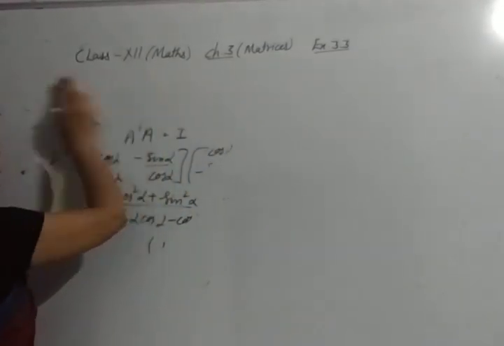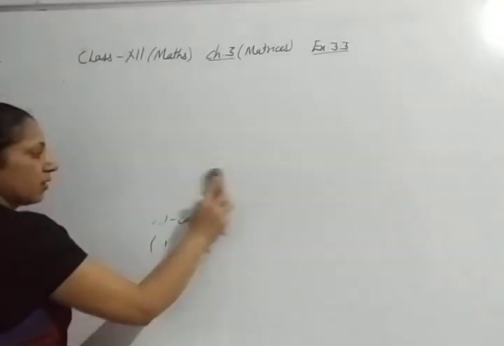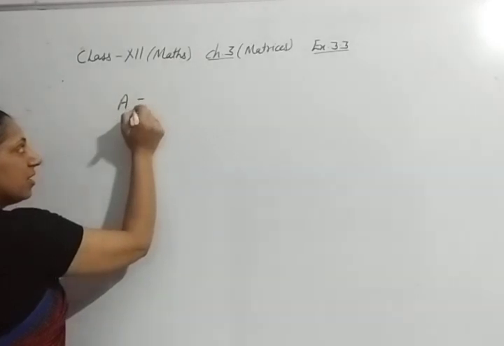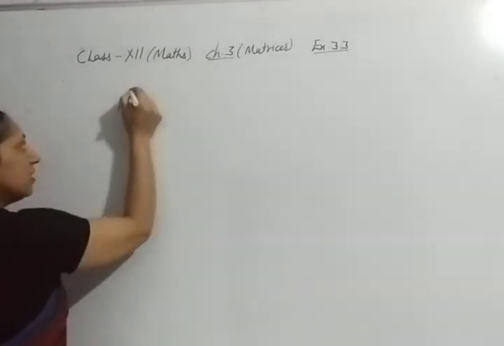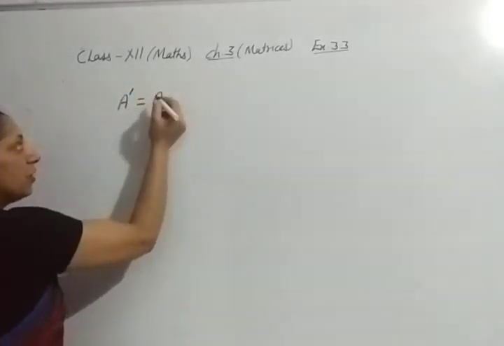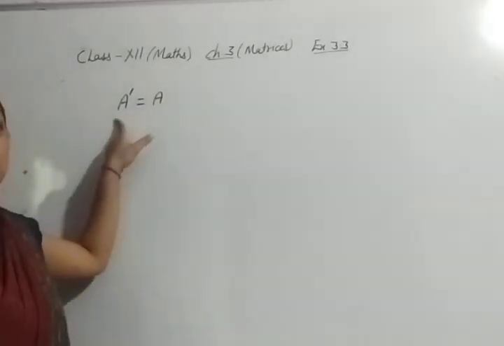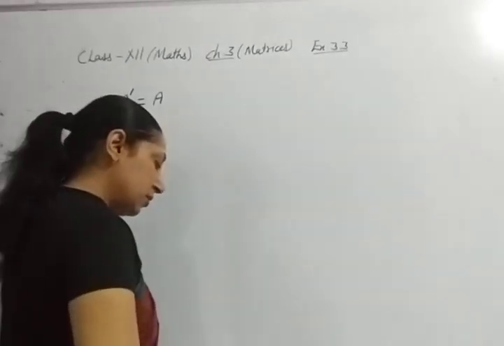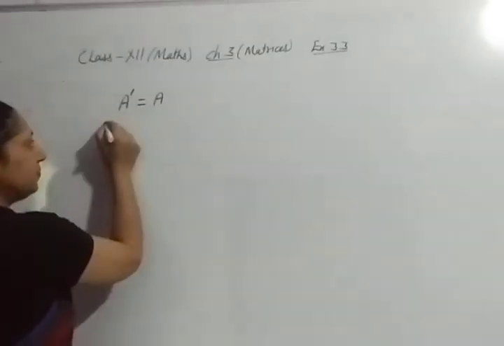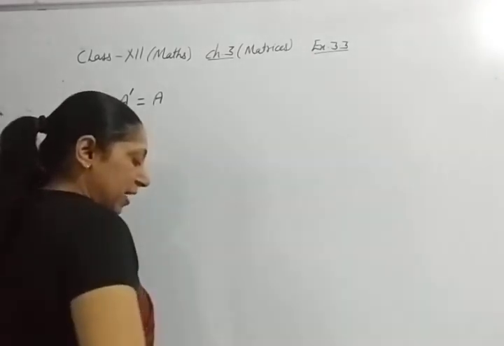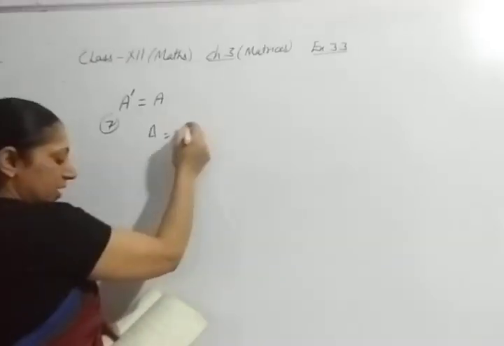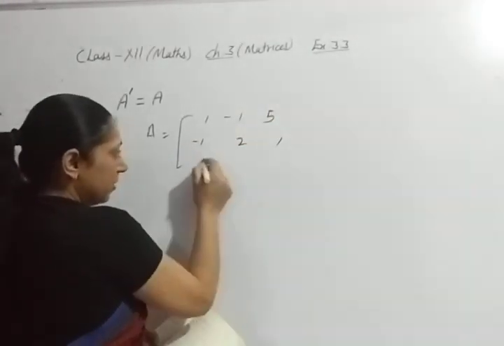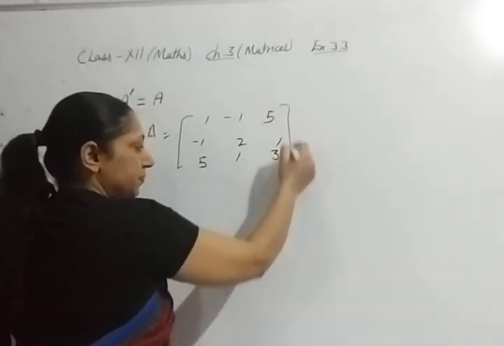Symmetric and skew symmetric matrix. A matrix A is symmetric if its transpose is equal to itself. अगर हम उसका ट्रांसपोज निकालें तो वो मैट्रिक्स खुद वही आनी चाहिए. For example, question number 7, first part: show that the matrix A is equal to [1, minus 1, 5; minus 1, 2, 1; 5, 1, 3].